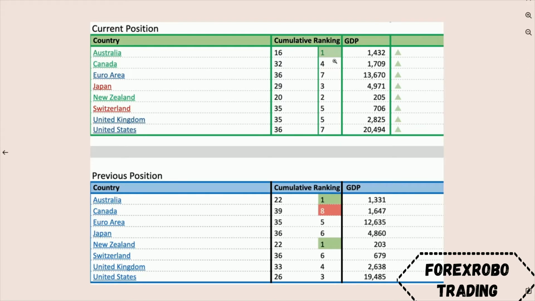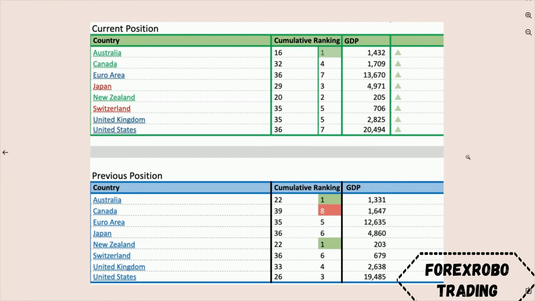So 1s, 2s, 3s and 4s, we would consider the stronger currencies. 5s, 6s, 7s and 8s would be considered the weaker currencies. So it's pretty much a no-brainer how we choose our currency pair. We're choosing 1 versus 8, 1 versus 7, 1 versus 6, because Australia at the moment is the strongest, and the United States and the Euro area are the weakest. So it's a no-brainer to buy the Australian dollar over the Euro area and the United States. That's what we're doing. And we can see the previous position on our fundamental analysis spreadsheet.